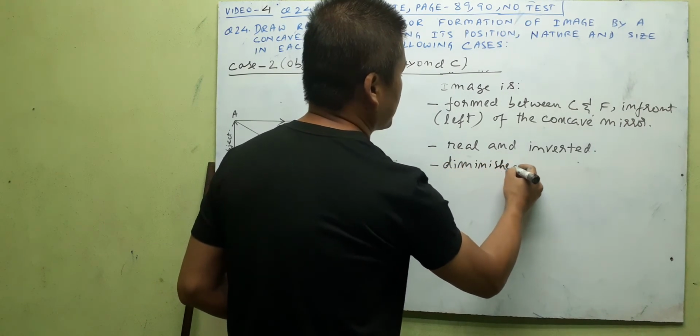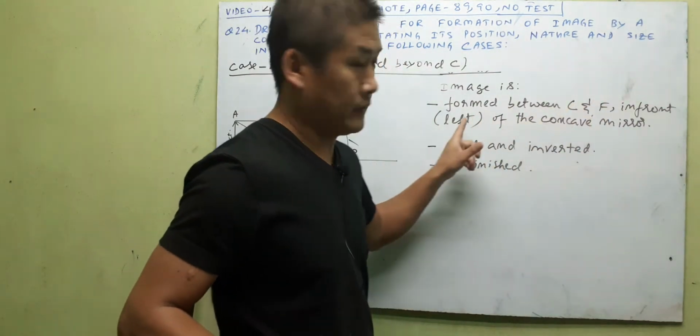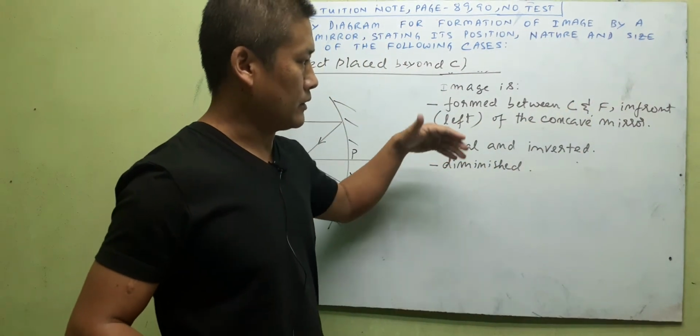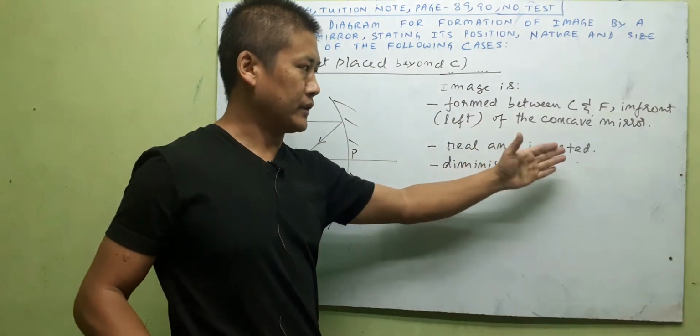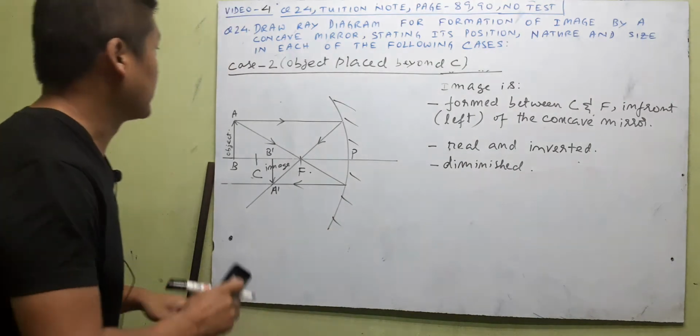So the second time we're seeing a real, inverted image in front, or left. The first one was also like that. So it seems to be suggesting that every real and inverted image will be in front or left of the mirror. Okay, this is important for numericals.